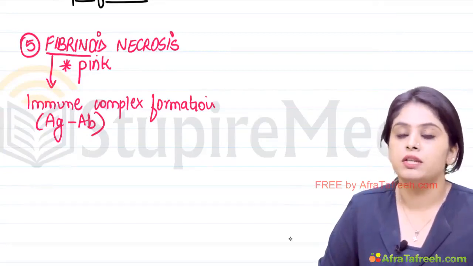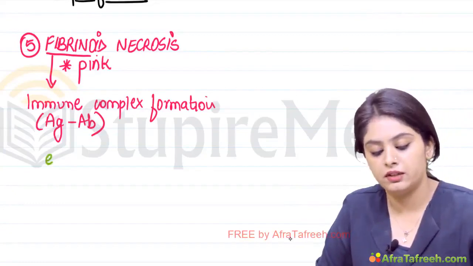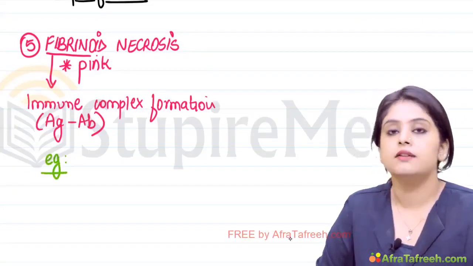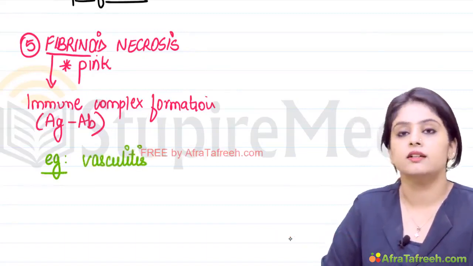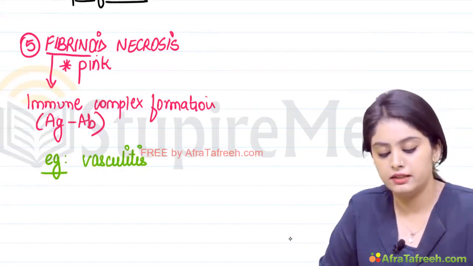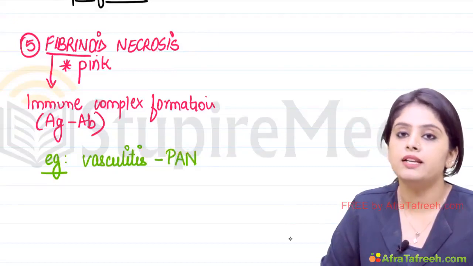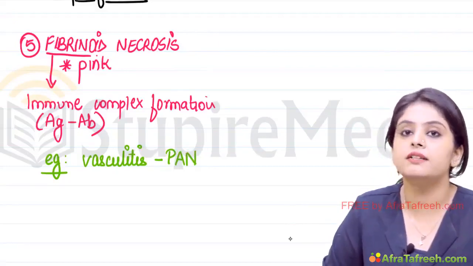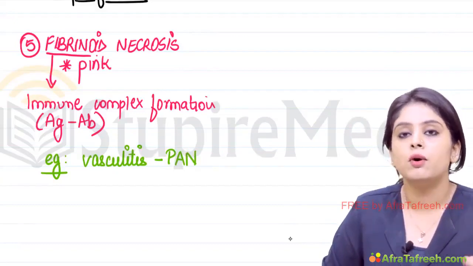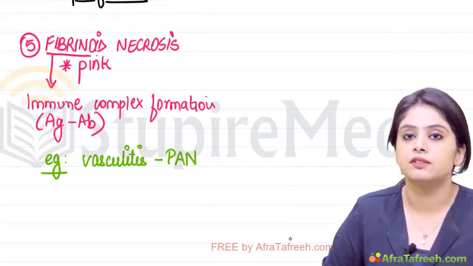Now friends, what we need to know are certain examples. Where will you see fibrinoid necrosis? Very commonly this is seen in vasculitis. Particularly there is a vasculitis called PAN, polyarteritis nodosa. One very important vasculitis when we will deal with blood vessel pathology. Polyarteritis nodosa shows fibrinoid necrosis.